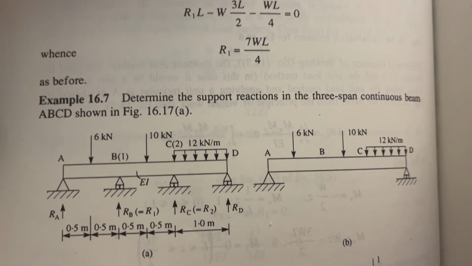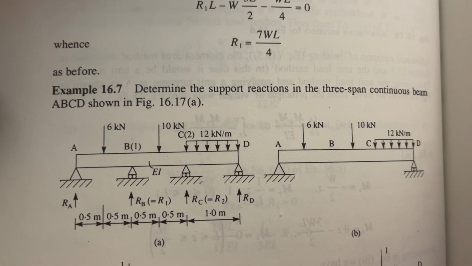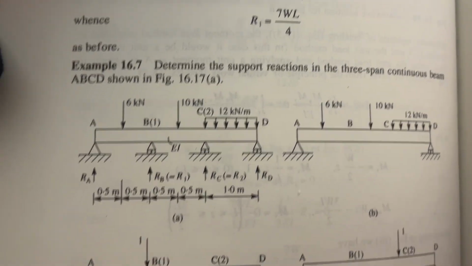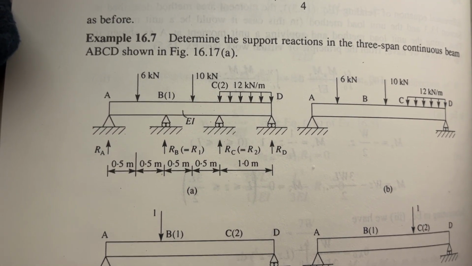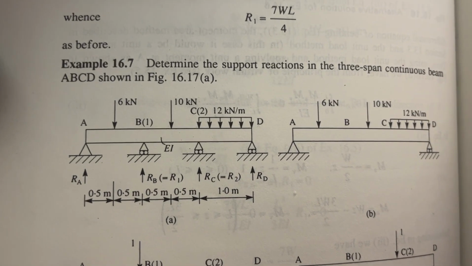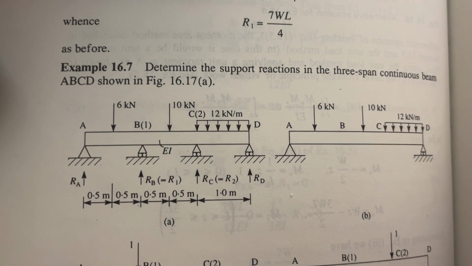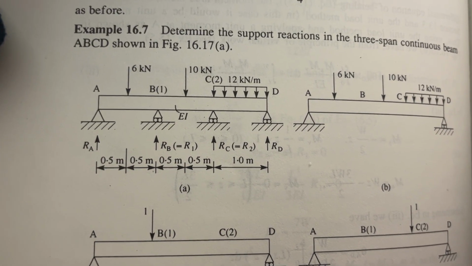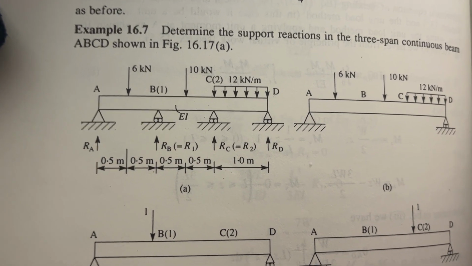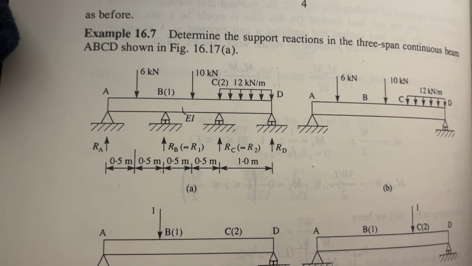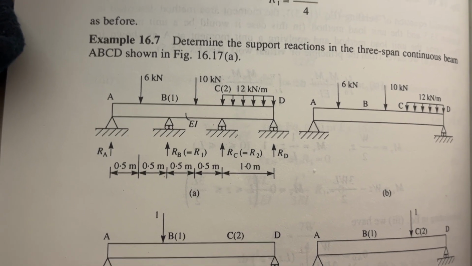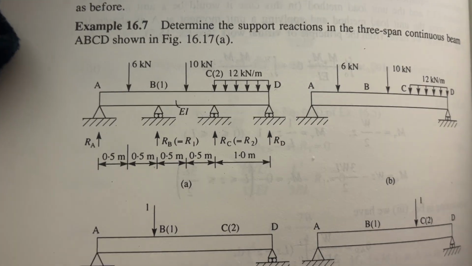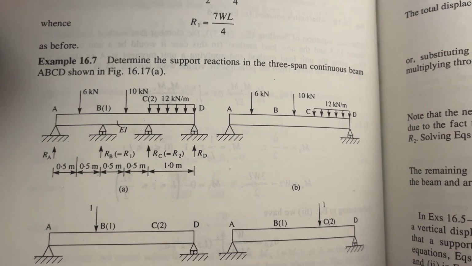It says determine the support reactions in the three-span continuous beam ABCD shown in figure 16.17a. RA, RB, RC, RD, 6 kilonewtons, 10 kilonewtons, and 12 kilonewtons per meter. And then there are three spans of 1 meter. It's a symmetrical beam, apart from the pin obviously, but not a symmetrical load, so that makes it a bit more difficult.